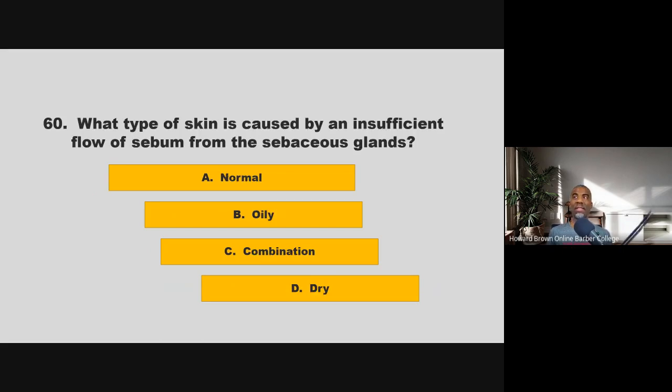What type of skin is caused by an insufficient flow of sebum from the sebaceous glands? Is it normal, oily, combination, or dry? If you chose D, dry, you are correct.